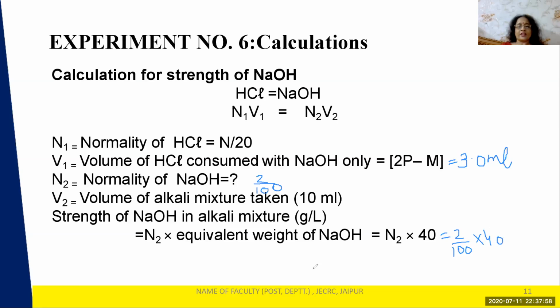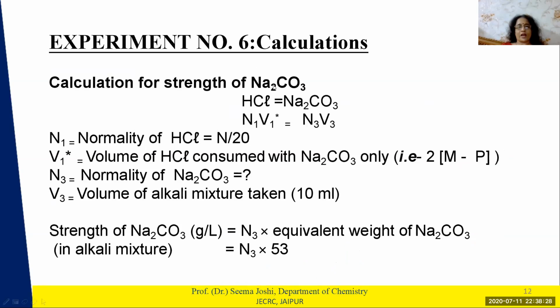So assuming these readings, the strength of sodium hydroxide in the given alkali mixture comes out to be 0.6 grams per liter. So this is the calculation part for strength of sodium hydroxide. Now we will calculate the concentration of sodium carbonate.